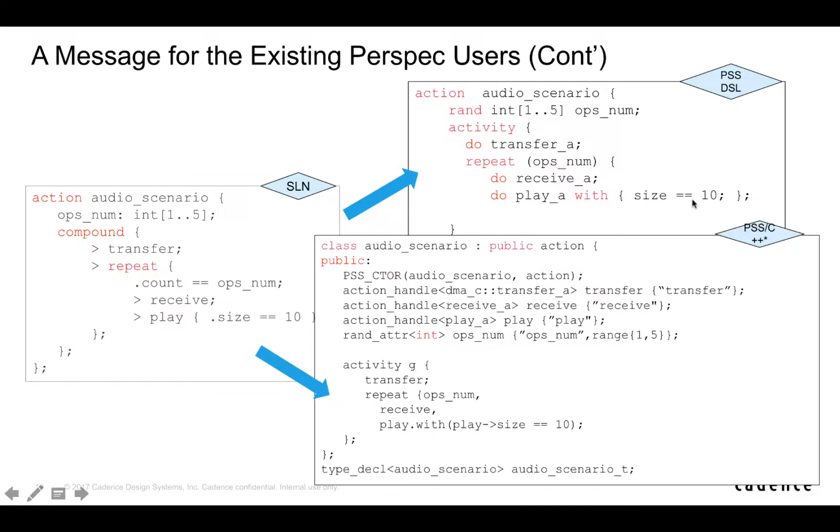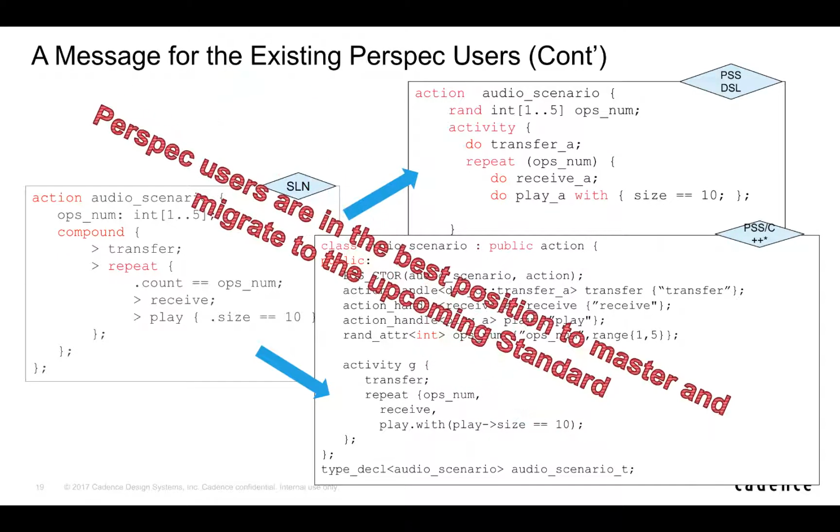C++, same thing. Audio scenario, derived from an action, constructor, we need to define the handles, ops number of times between 1 to 5, and transfer, repeat ops number of times, receive, and play. As you can see, things are very, very similar in structure, and you can read them together and make sense. So the ones that chose Perspec are in the best position to master and migrate to the upcoming standard. Of course, you guys know all the modeling patterns that these powerful primitives can provide.